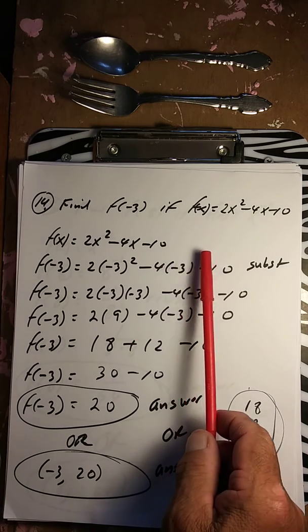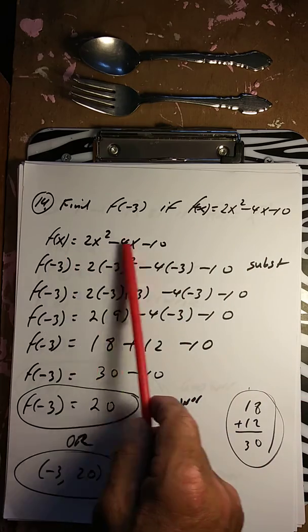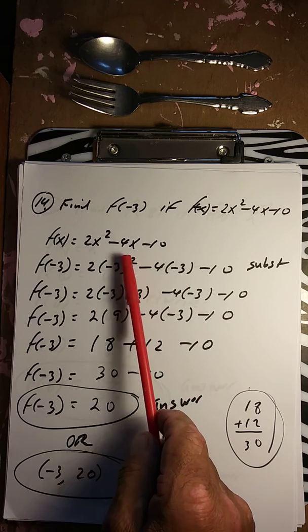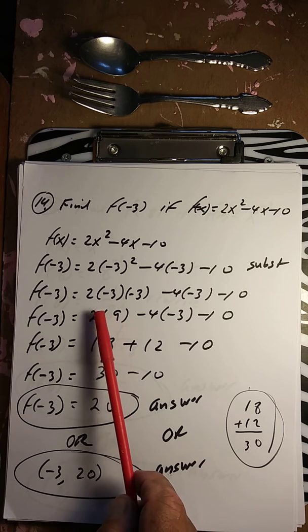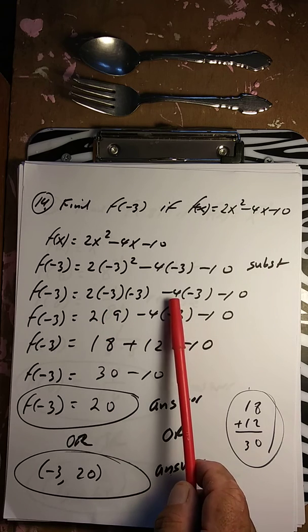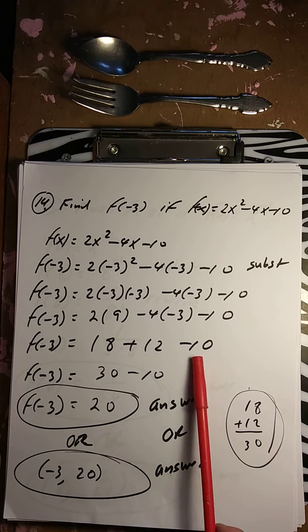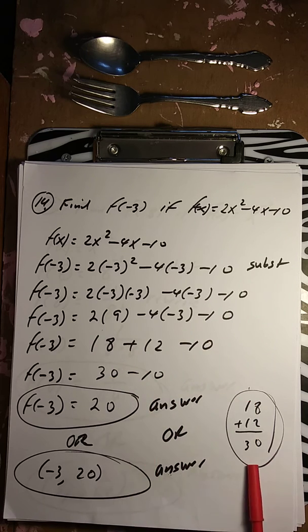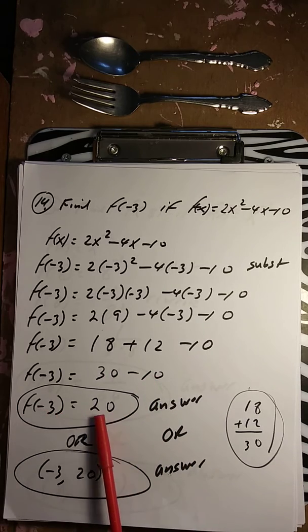F of negative 3 in the function f of x equals 2x squared minus 4x minus 10. So f of x, there it is. F of negative 3 means put a negative 3 for the x's. Negative 3 squared in the function means negative 3 times negative 3, which is going to be 9. 9 times 2 is 18. And a negative times a negative right here is going to give you a positive 12. And bring the negative 10 down. 18 and 12 together is 30 right here. And 30 minus 10 is 20. So f of negative 3 equals 20 in the function, or negative 3 comma 20.